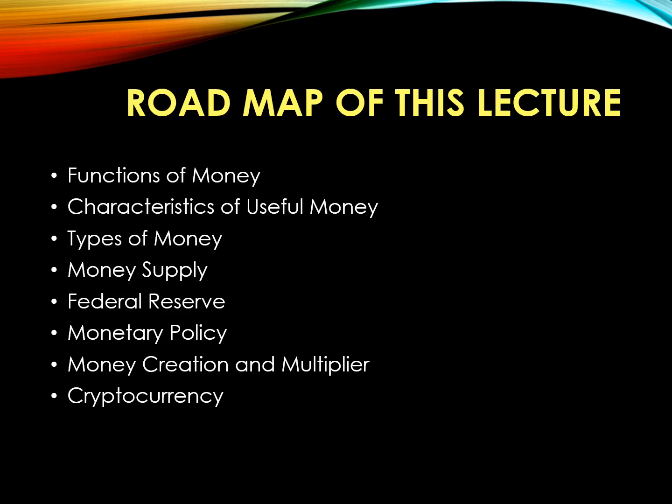We'll then talk about what the characteristics of usable money are. We'll then talk about the two categories of money. We'll talk about what the money supply is and how it's measured. We'll introduce the Federal Reserve System in the United States and talk about the monetary policies that central banks undertake. We'll then talk about how banks create money and how there's a simple deposit multiplier. And then we'll finish the lecture by talking about cryptocurrency.